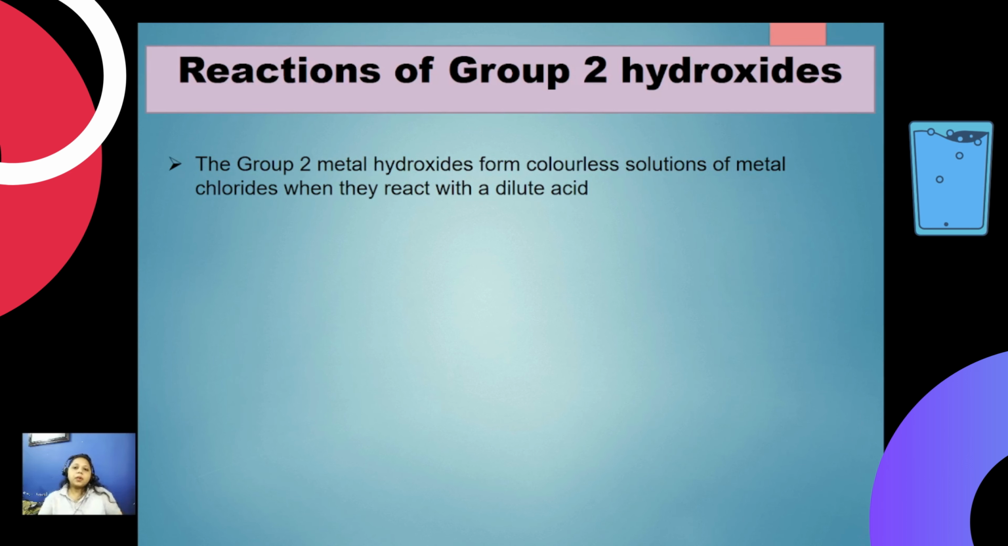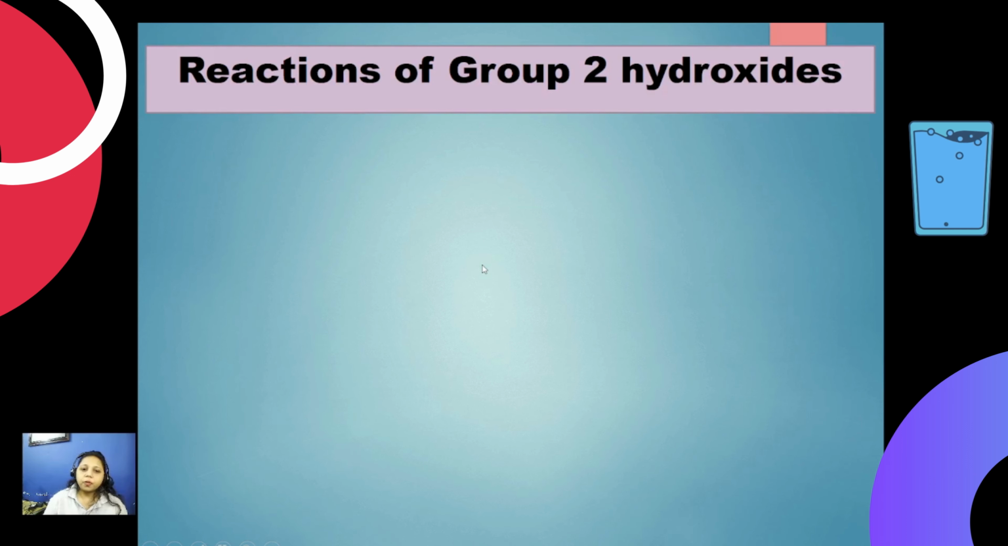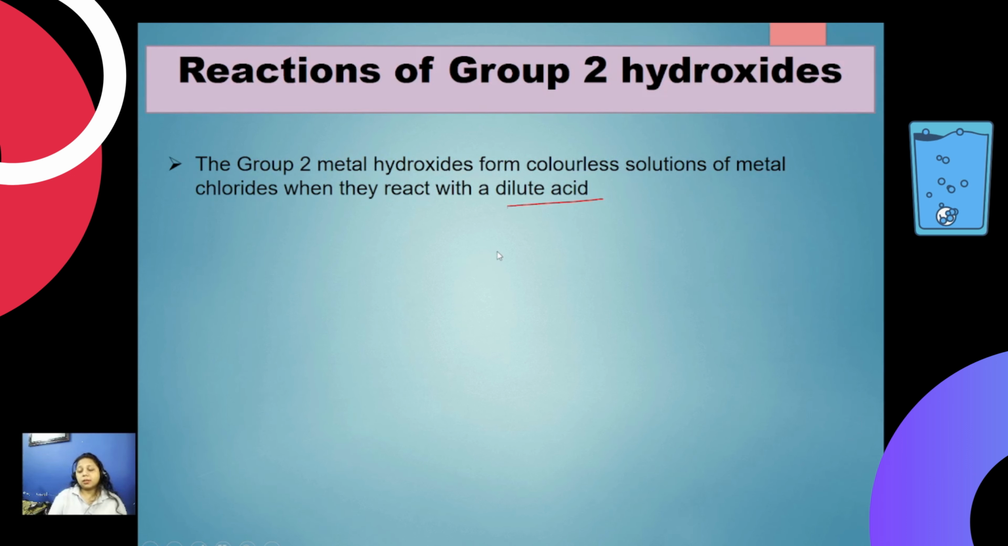So the first thing is when they react with dilute acids. Simple. Whether it's hydrochloric acid or sulfuric acid. It is going to form a solution of metal chlorides, because HCl forms chlorides. All chlorides are soluble. You need to remember this rule.